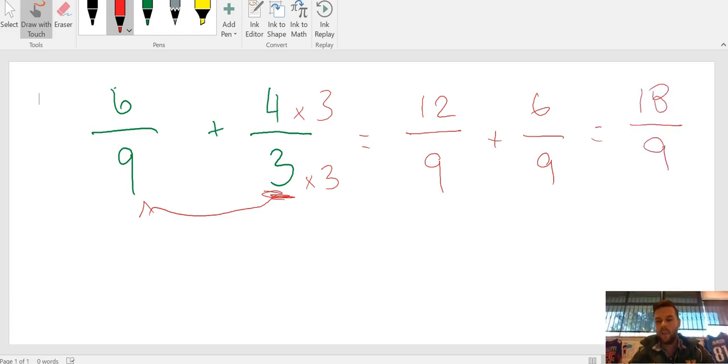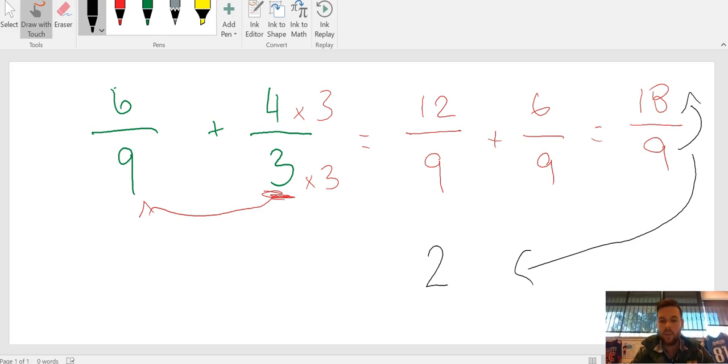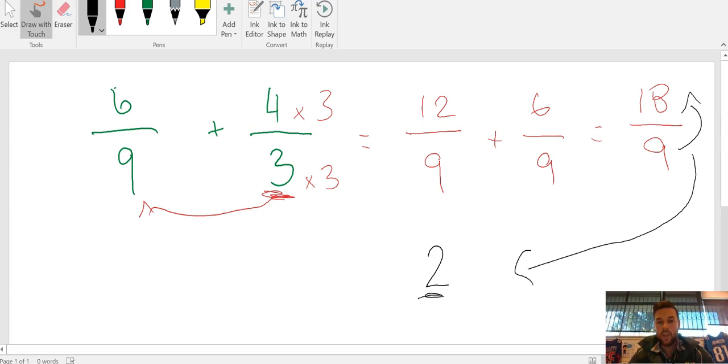Now, this is called an improper fraction. It is a possible answer. However, we want to get it to its simplest form. So to get it to its simplest form, we must look at what we can do to get it to a mixed numeral. Well, how many times does 9 go into 18? It goes in twice with nothing left over. So 18 over 9 is the same as 2 wholes. Now that one's a little bit trickier for sure.